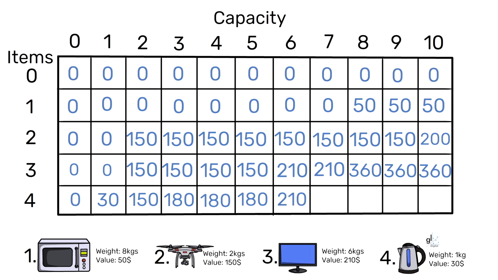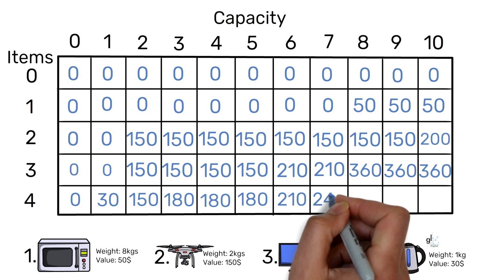When a capacity of 7 is considered, the first argument passed to the max method is the value of the kettle plus the value of the monitor, which gives us a value of 240. 240 is greater than 210, so we can record 240 here.